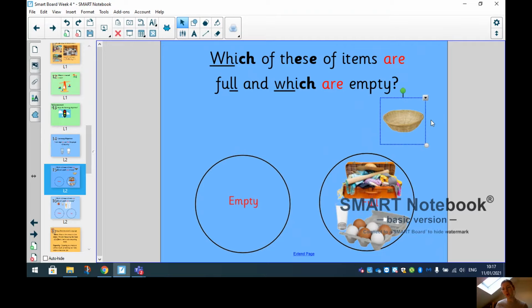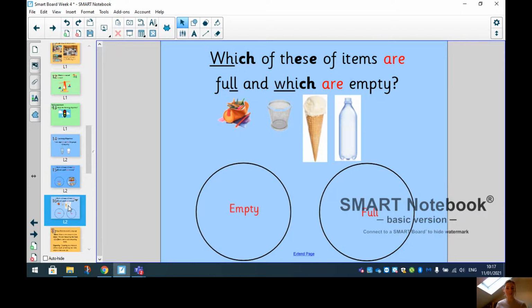Now this is a picture of a basket, just like the ones that we have at school. Now, is this basket full of items or is it empty with nothing inside? That's right, it is empty. So we would then drag it into the empty circle. Well done. That was fantastic sorting. Let's go on to our next slide.